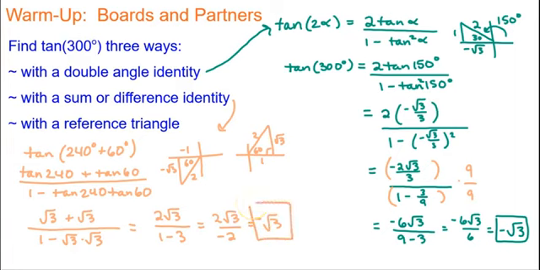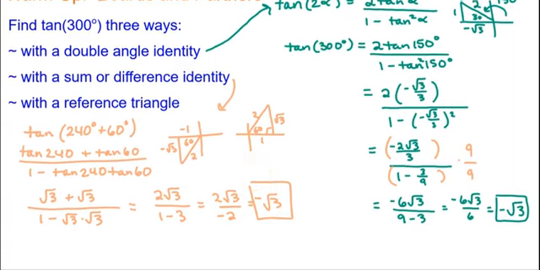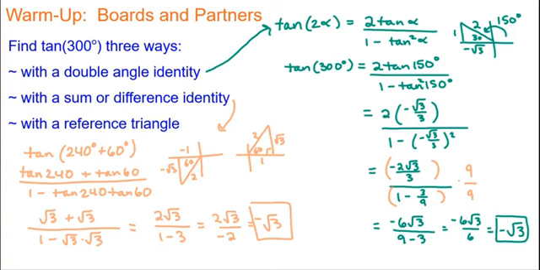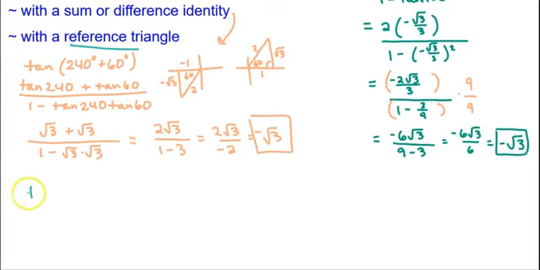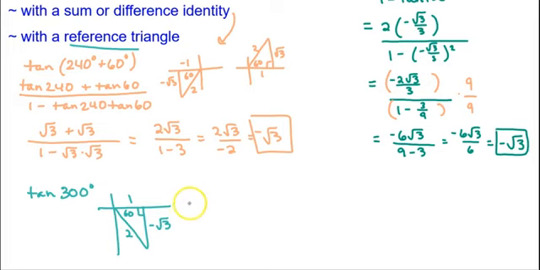Okay, and the third way we're supposed to do this is with a reference triangle. So 300 degrees was an angle that we could have worked with without needing a special identity. So tangent of 300, reference triangle in quadrant 4. Negative square root 3 on the opposite, 1 on the adjacent, and 2 on the hypotenuse. And now opposite over adjacent is going to be negative square root 3 over 1. So there's our answer again, negative square root 3.